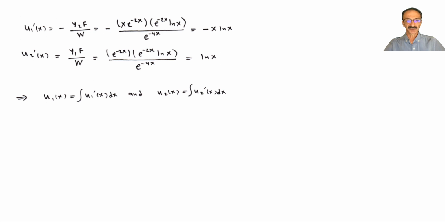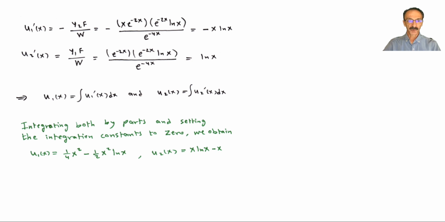I'm skipping reading the steps, but I'm gonna display the work for you so you could pause and go through it yourself and practice. So we just integrate. Integrating both by parts and setting the integration constants to 0, we don't need the constants that come from the integration. That's not gonna help us. We just need a particular solution, not too many particular solutions. A particular solution will do.